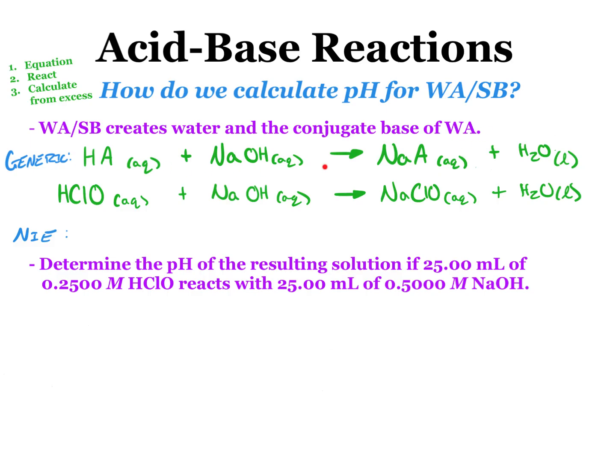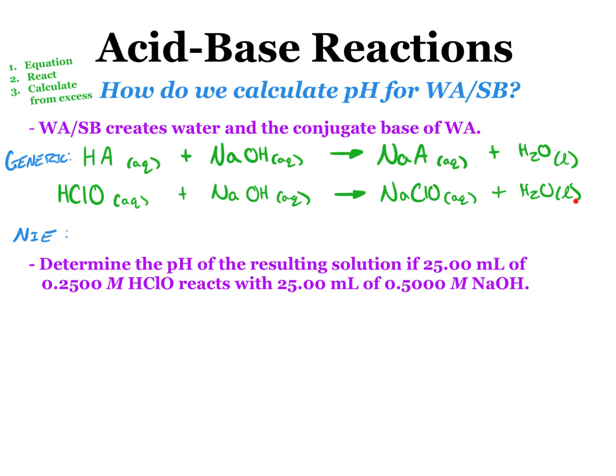Now, here's a generic reaction for you. It's using NaOH as a strong base, where this could be RbOH or KOH or any of your other strong bases. But HA is our symbol for a generic weak acid that is involved. And you can see in the reaction that we create A minus. And we'll talk about that in just a moment.